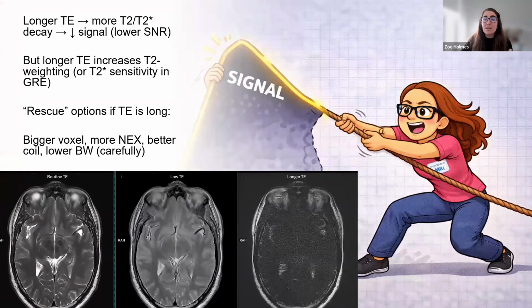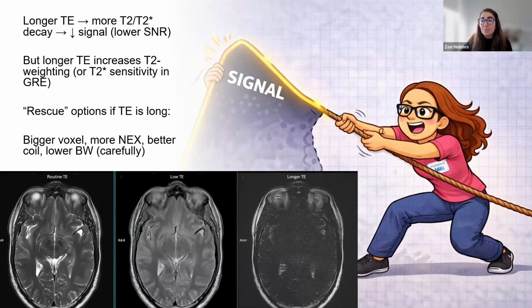Next, a longer TE increases your T2 or T2 star weighting, but it reduces your signal because transverse magnetization decays during TE. So in a GRE sequence, the T2 star decay can be quite rapid. So long TEs can lead to significant signal loss and increased susceptibility sensitivity.